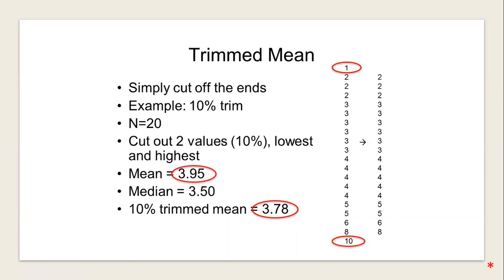This is an example of a 10% trimmed mean. And there are other types of trimmed means as well, such as a 5% trimmed mean. Determining which trimmed mean to use really depends on how conservative you want to be in your estimation of the mean.